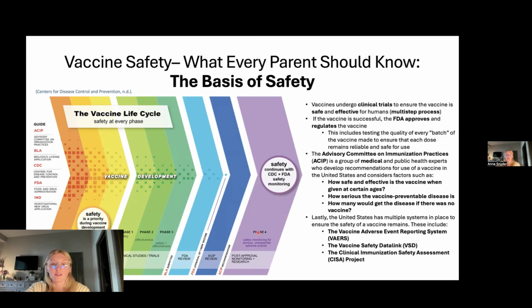And then lastly, this is after they've kind of got those guidelines in place. The United States has multiple systems to ensure that the safety of a vaccine remains even after it's been approved. Some of these systems include the Vaccine Adverse Event Reporting System, the Vaccine Safety Data Link System, the Clinical Immunization Safety Assessment Project. All of these systems work together to just make sure that these vaccines remain safe.